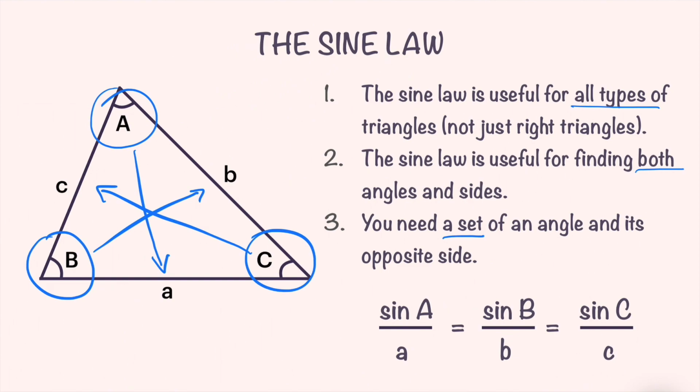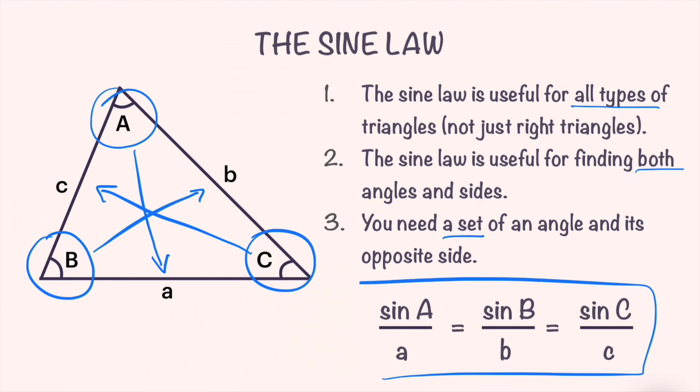And you always need these sets, either the angle A and the side A, or the angle B and the side B, or the angle C and the side C. And the equation for sine law is this. Sine of the angle A over the side A is equal to sine of the angle B over B, which is also equal to sine of angle C over the side C. I'll show you how to use this law as I solve the next question.